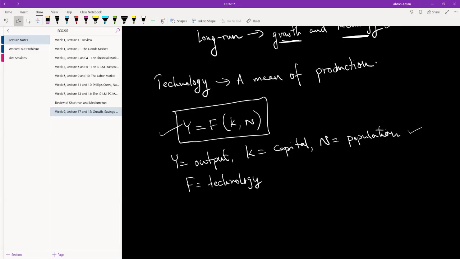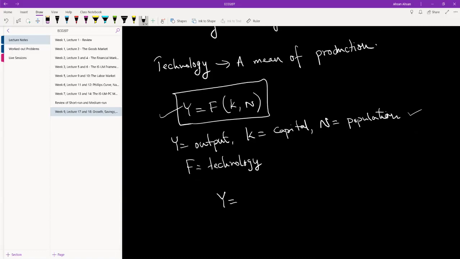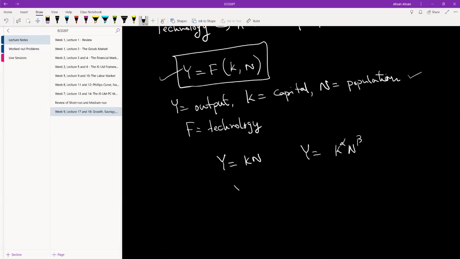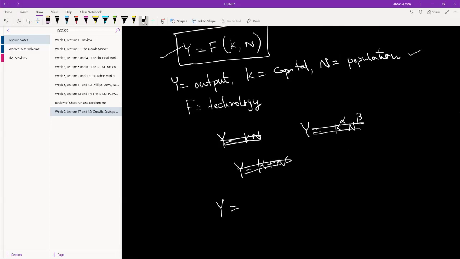Now, this can be in the form, suppose, how do I write this down? Suppose this can be a production technology. Or this can be a production technology: K to the power alpha, N to the power beta, where alpha and beta are two parameters. Or even this can be a production technology, K plus N. At this stage, we're not going to really focus on what that is, and we will just focus on the fact that output in the economy depends on two things, K and N.